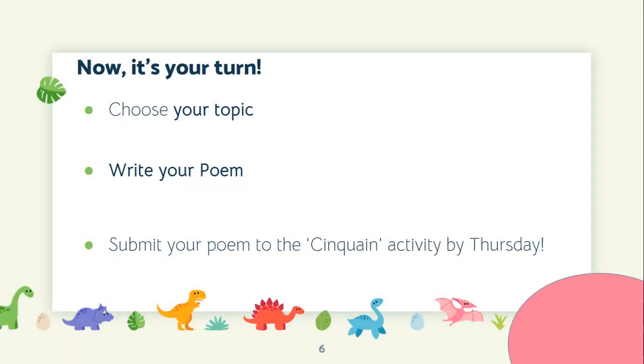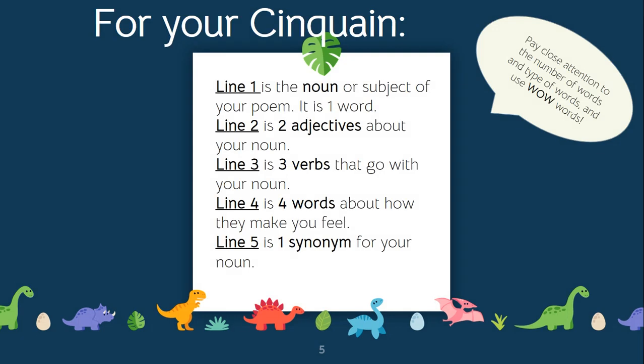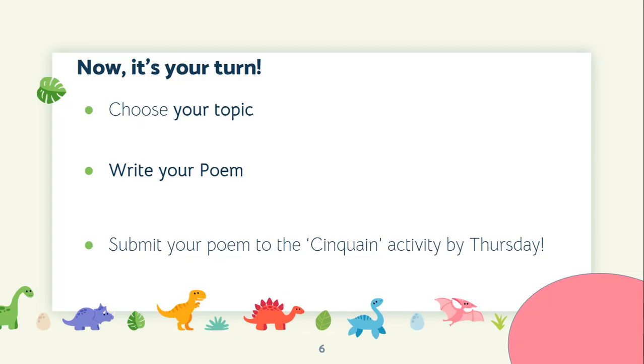So now it's your turn. You're going to choose your topic. Okay, you can write about anything you want, anything at all. Okay, I don't care at all what you write about. You just have to write about something. Then you're going to write your poem following those instructions very closely. Okay, and then you're going to submit your poem to the activity on Class Dojo.